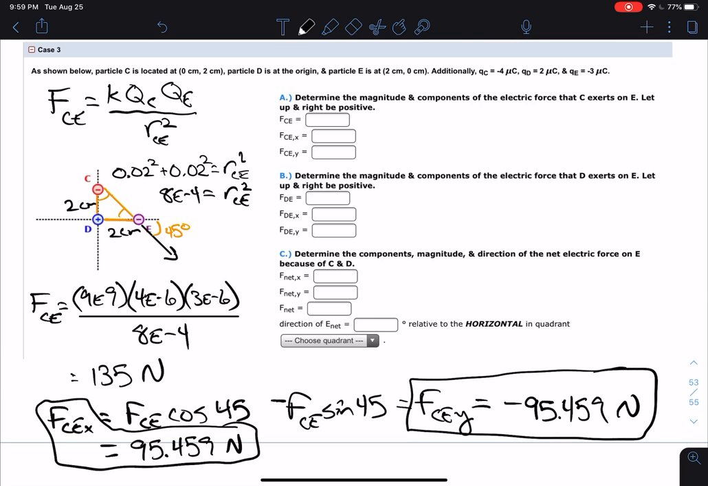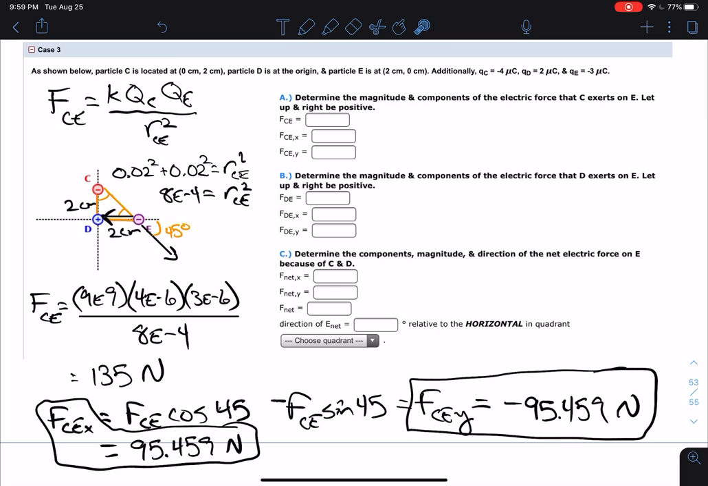For FDE, that vector, you can see here, these are opposite polarities, and so there's going to be an attraction. So that force is going to be pointing this way, straight to the left. I'm going to leave it for you to get the components for that one. Once you've got your components, though, you know what to do.